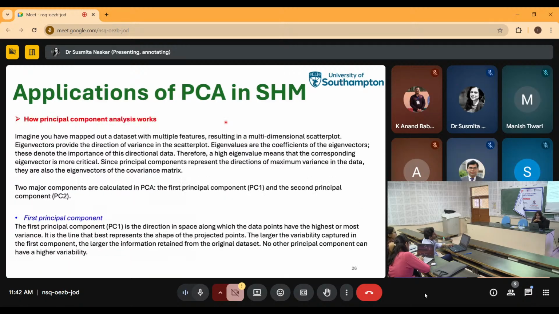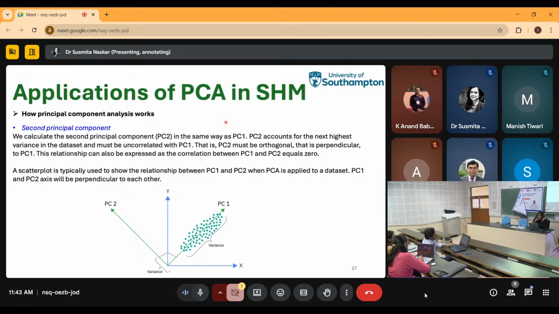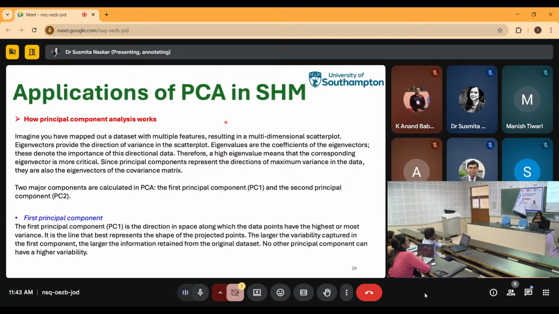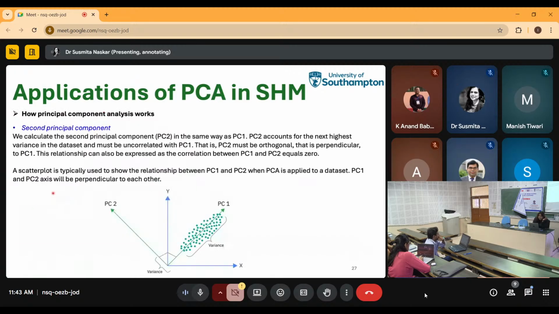And now if you look into how PCA works, if you imagine all features plotted in a multi-dimensional cloud of points, PCA finds the axis of maximum spread of that cloud. So the amount of spread along each axis is the eigenvalue. Now if you first look into this particular figure here, okay, and then come back here, there are mainly two components which have been calculated in PCA: the first principal component, PC1, and the second principal component, PC2, okay? And we have tried to show that in this graph. We will come back to this graph.